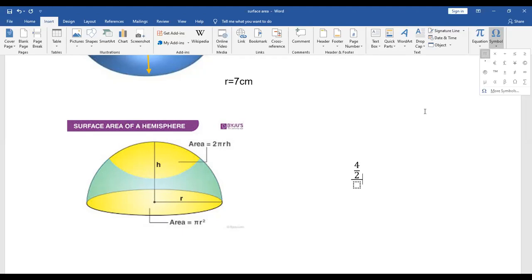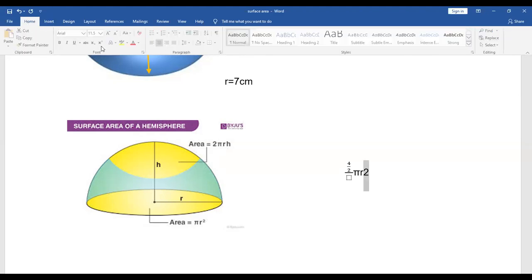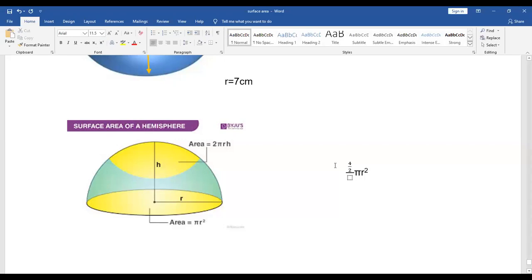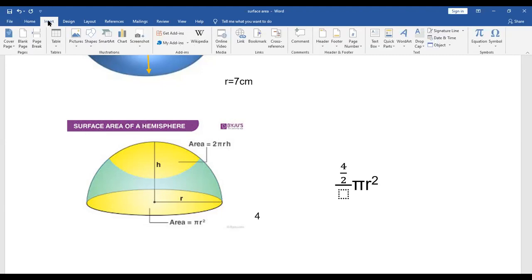4 pi r squared. Yes, 4 over 2 pi r squared. But because now we are talking about a hemisphere, you have to define all of that over 2. I was just trying to see whether I can type it properly. So whatever I'm saying is 4 over 2, it is 4 pi r squared.